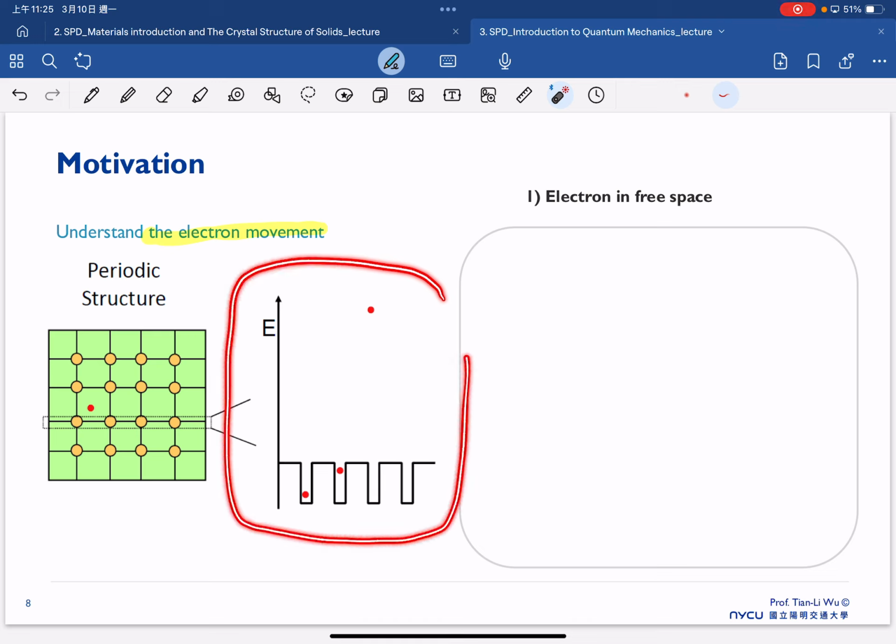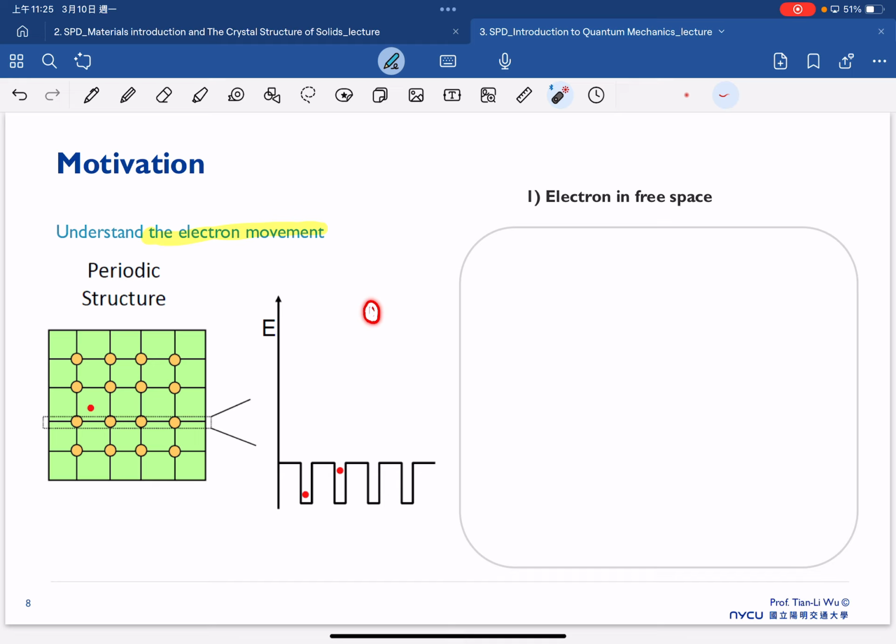If you look at this schematic, electrons can be here, and here, and here. So we can divide it into three scenarios. The first one is electrons in the free space. The second case is electrons in a very deep potential well. The third case is electrons in a shallow potential well. Basically we are trying to understand all three cases, and all three can happen during our semiconductor device operation. So we'll start from the most simple one, the electrons in free space.